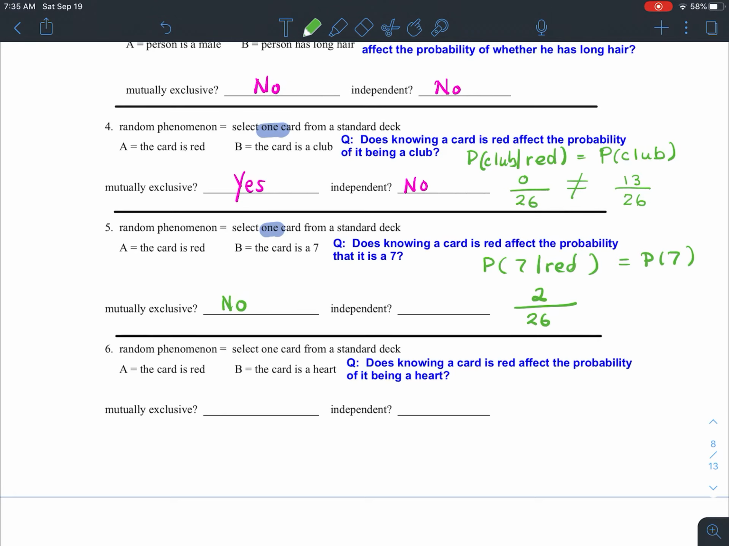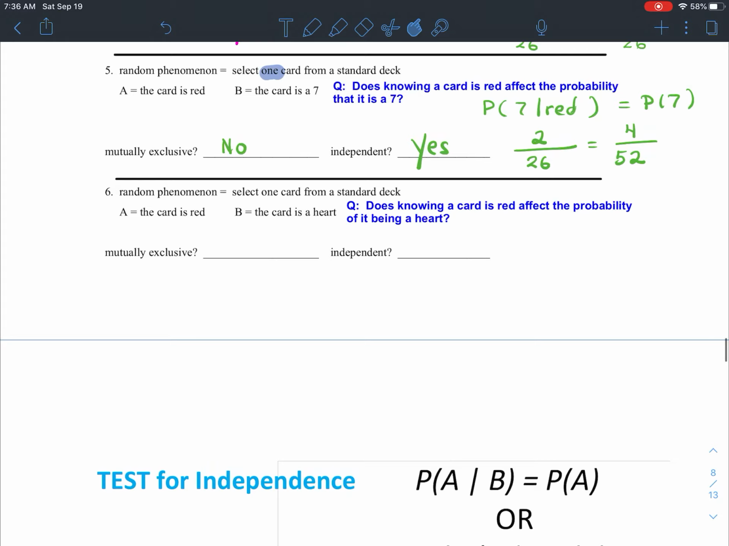Well, of the 26 red cards, 2 of them are 7s. The probability of just selecting a 7 altogether would be 4 out of 52. So I believe in both of these instances, these equal each other. They're reducing to the fraction 1/13. That means that these two events are in fact independent.